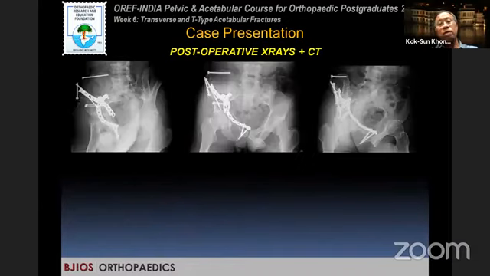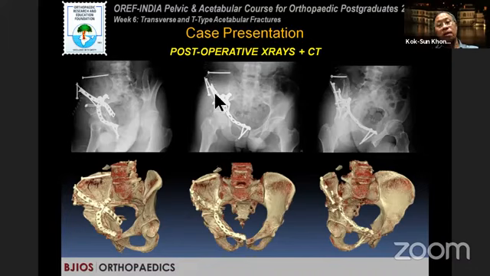Post-op CT, I always do post-op CT. You can see the ring, the iliac crest has lag screws. We put an additional lag screw for the fragment just short of the joint. Then we did the cerclage wire, and then we put the spring plate and the neutralization plate. And the post-op reduction was good.